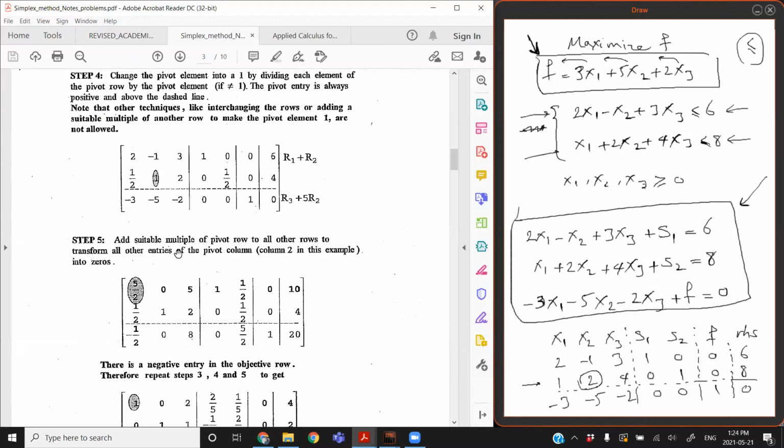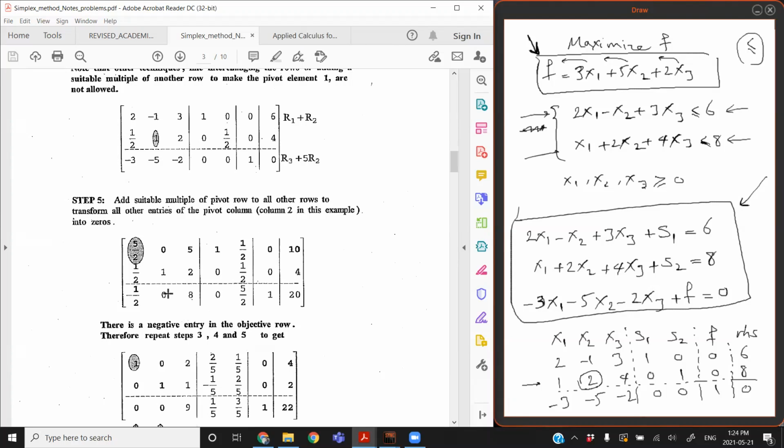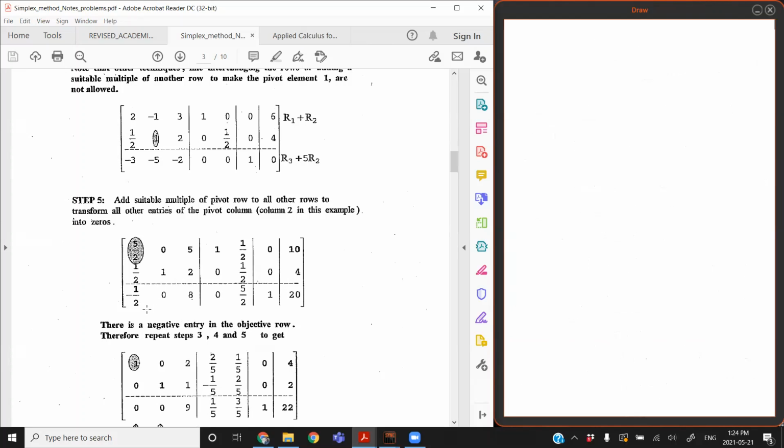Your next step would be to introduce zeros above and below that leading 1. So for that, I will have to do row 2 added to row 1. That would be the new row 1. And I would have to do 5 times row 2 added to row 3. So 5 times row 2 added to row 3. That would be the new row 3. Make sense? Yeah. Okay. So I do that, I get this tableau. Now I'm going to erase this. Then I have to repeat the algorithm.